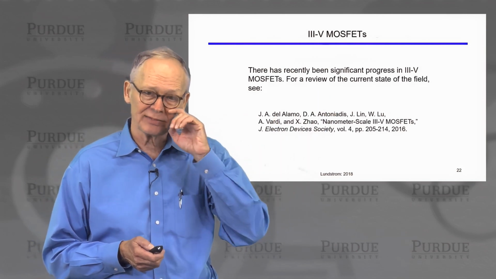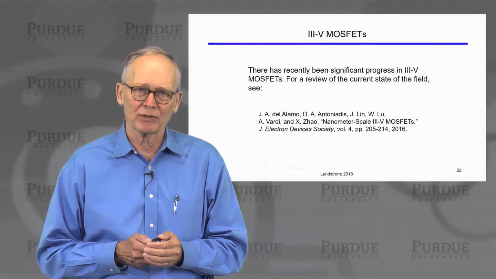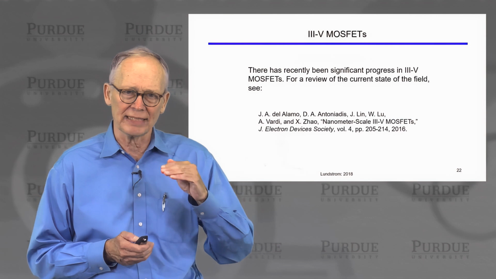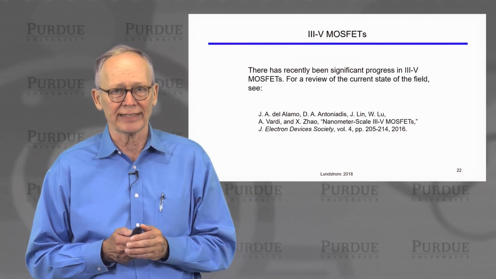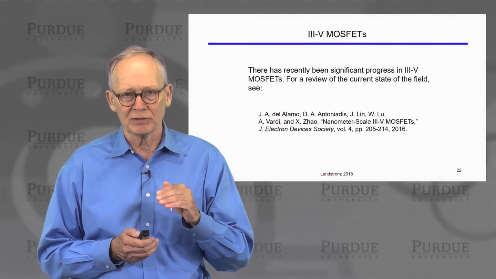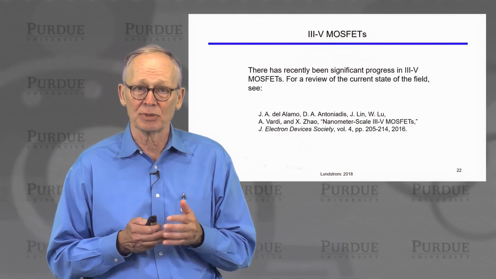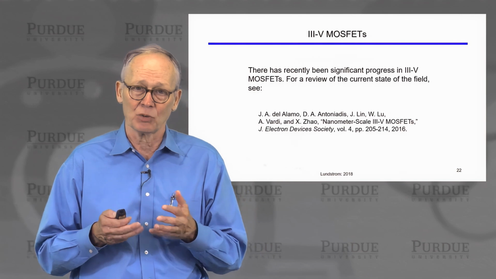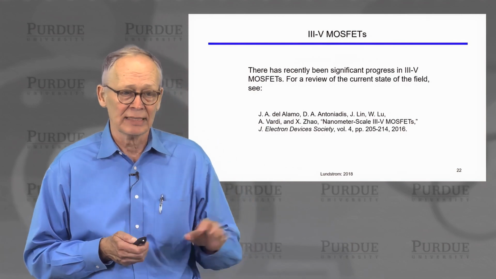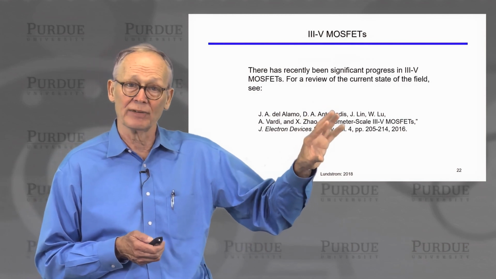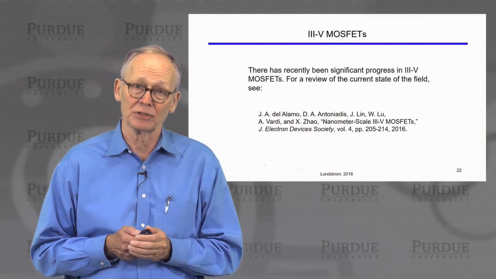Now, what about III-V MOSFETs? There's actually been a lot of progress recently in learning how to grow insulating layers on III-V semiconductors like gallium arsenide with low enough interface state densities that they can actually perform as high quality MOS transistors with a III-V substrate. So for a summary of where that work stands, I can refer you to a paper here.